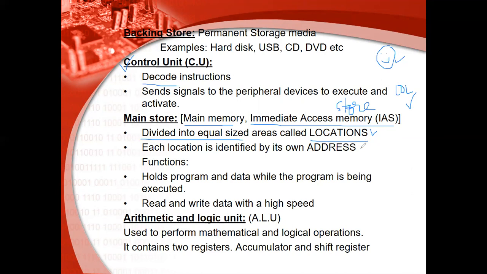When we are dealing with assembly language, you can easily get an idea about these locations and their addresses. The main store actually holds the program or the data. These are the two things that are stored in the main store. Whatever program is being executed would definitely come into the main store, whether it is stored on the hard disk or not. It would come to the main store and then be executed. It would be read and written at high speed.